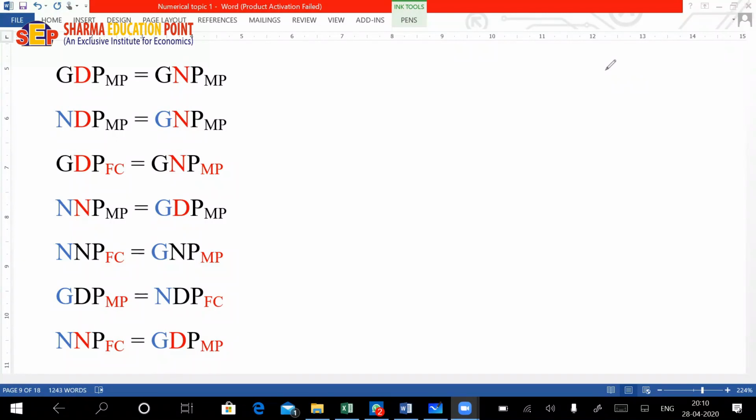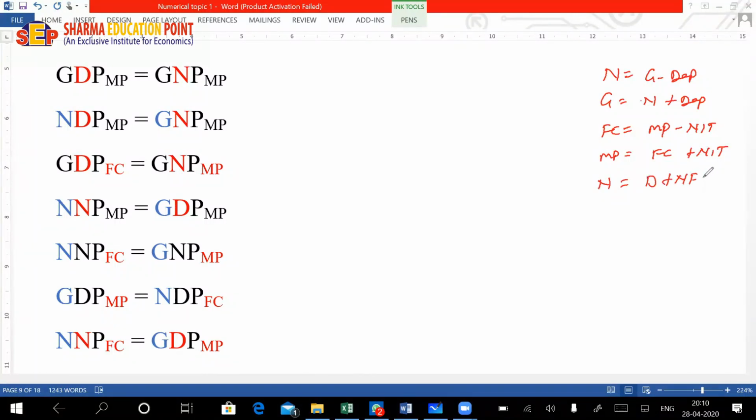Once again, I'm writing: for net to gross, minus depreciation; for gross to net, plus depreciation; for factor cost to market price, minus net indirect taxes; for market price to factor cost, plus net indirect taxes; for national to domestic, plus net factor income from abroad; and for domestic to national, minus net factor income from abroad. These are the 6 basic points. So how can you solve it? Now look at this here. G and G cancel.